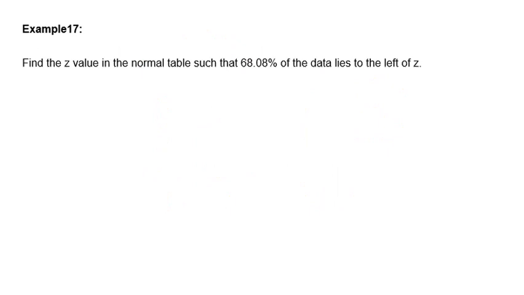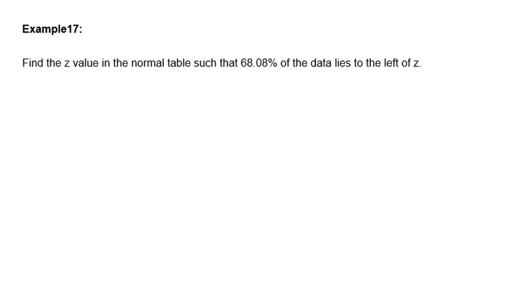All right, number 17. We'll just get going here. You can stop the video. Find the z-value in the normal table such that 68.08% of the data lies to the left of z.